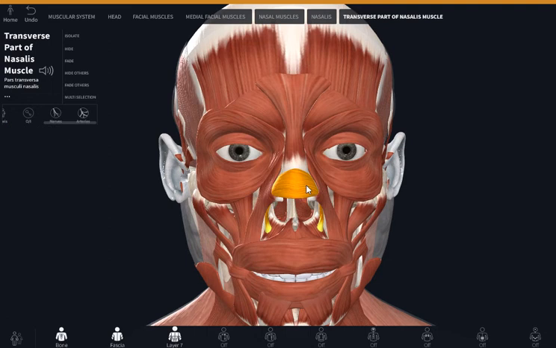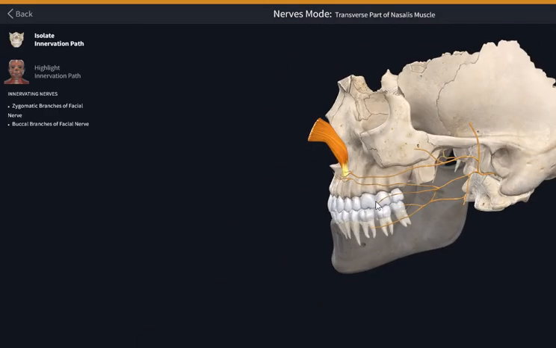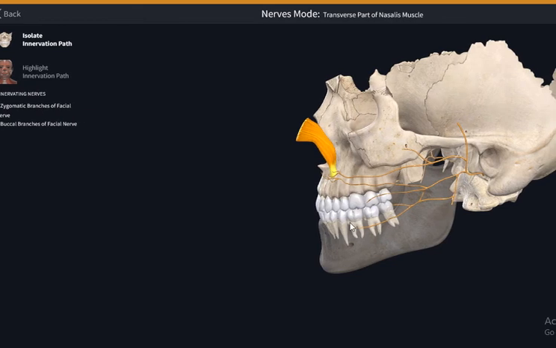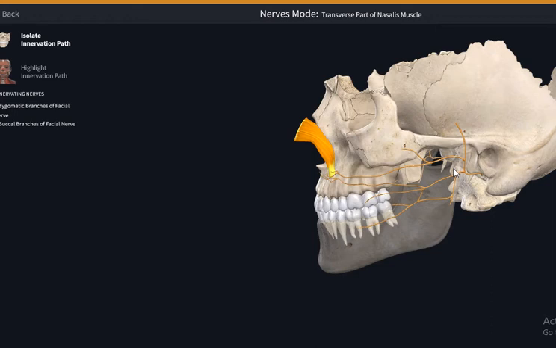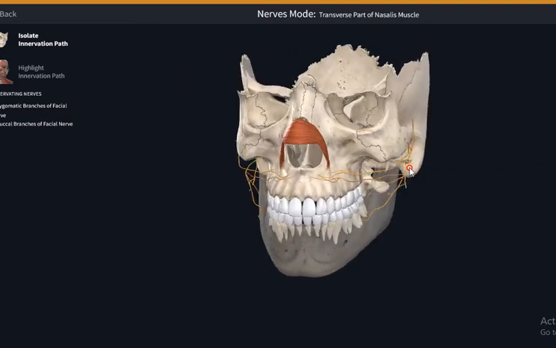Now let's see the nervous supply of the transverse part of the nasalis. We isolate it. We see that it receives nerves from the zygomatic part. It also receives from the buccal part, and slightly from the marginal mandibular. So it's mostly going to receive from the zygomatic part and the buccal part of the facial nerve, not from the marginal mandibular.